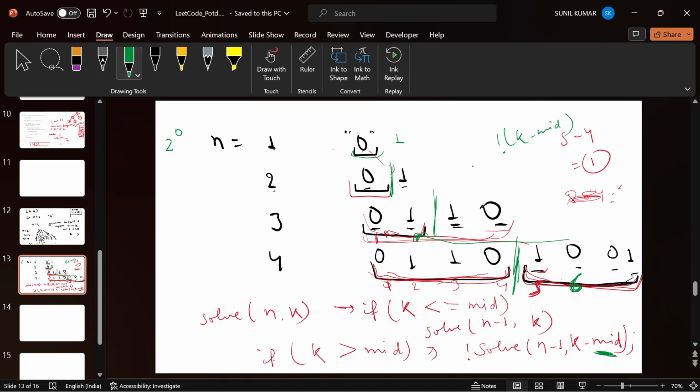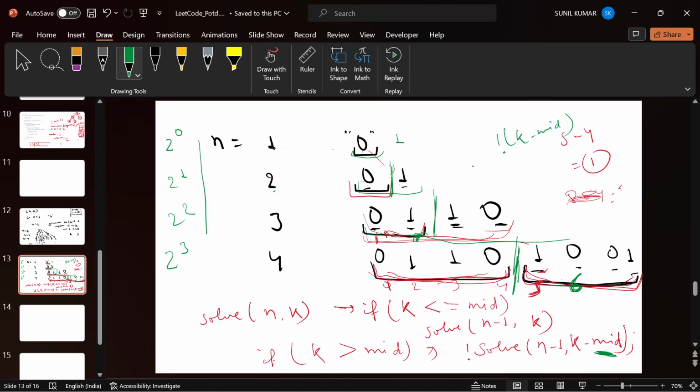For n equals 2, what is the length of the string? That is 2. So we can write it as 2 to the power 1. For 3, the length of the string is 4. We can write it as 2 to the power 2. For n equals 4, what is the length of the string? That is 8. So we can write it as 2 to the power 3.